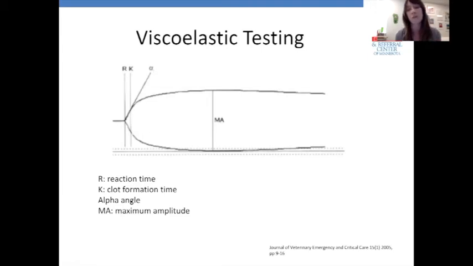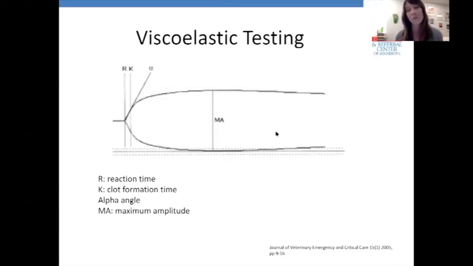The alpha angle is the next value to know about here, and it is truly just an angle that helps us to know a little more about the rate of clot formation. And then finally, the most important value in my mind for most patients when we're looking at this testing is this MA value here, because it helps us to understand the strength of the clot.